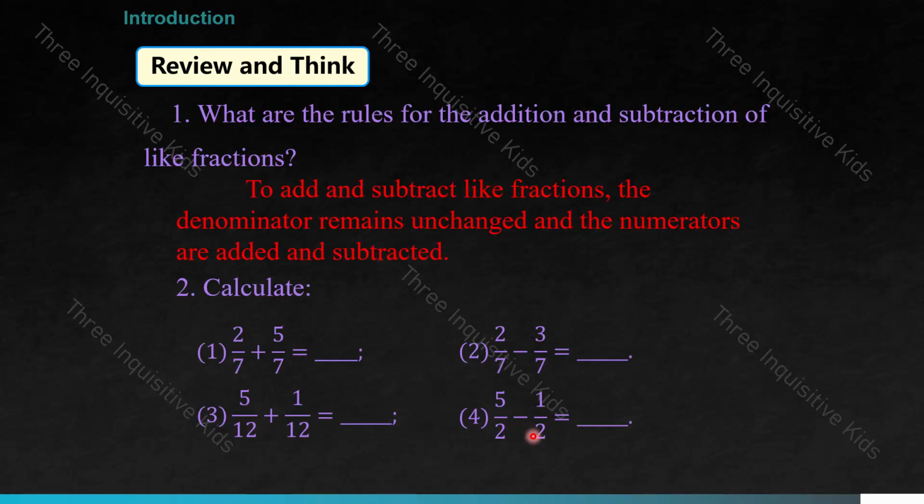And now using this rule, we can calculate these 4 questions. The first one becomes 1. The second one is negative 1/7. The third one is 1/2. And the fourth one is 2.